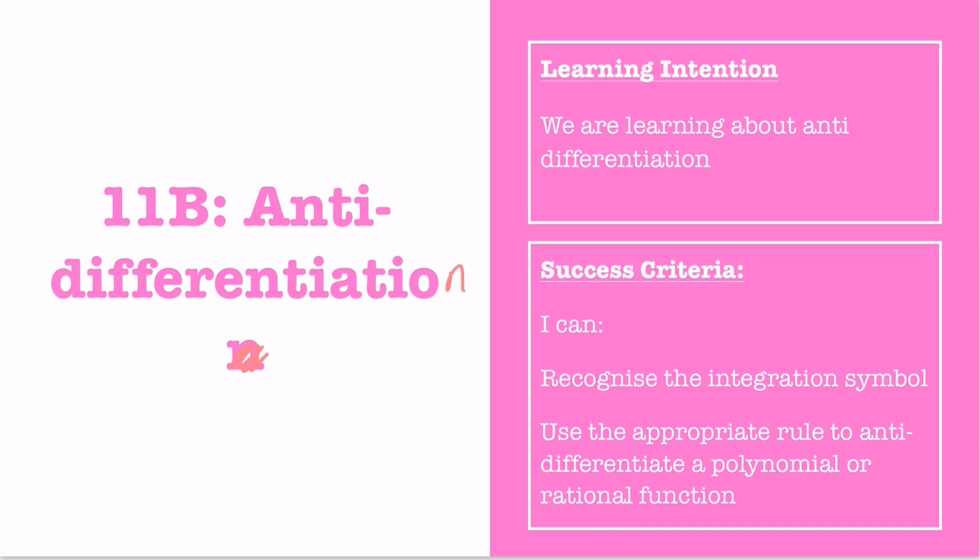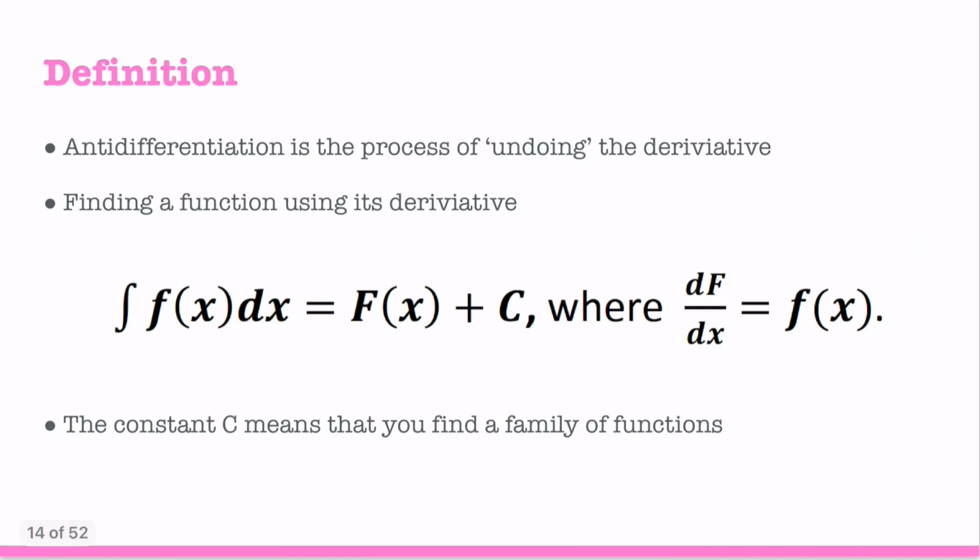What you need to be able to do is recognize the integration symbol or antidifferentiation, and then use the appropriate rule to antidifferentiate a polynomial or rational function. So even though we just completed an exercise that was all about finding area, we are going to move towards finding the accurate area underneath the graph. But in order to be able to do that, we need to antidifferentiate.